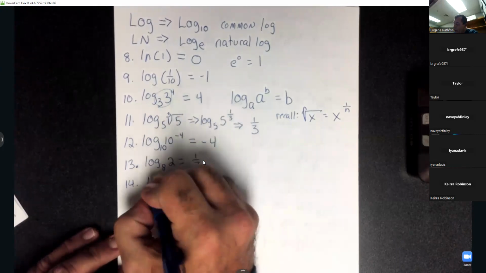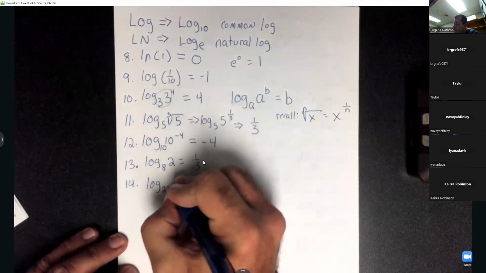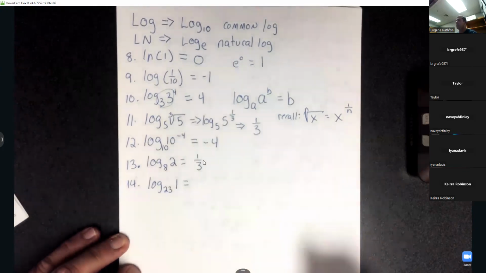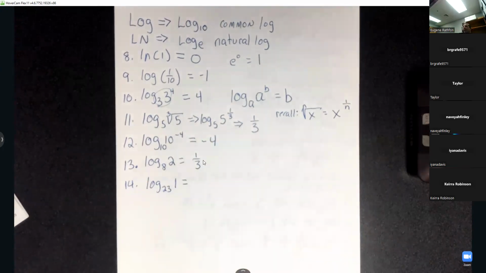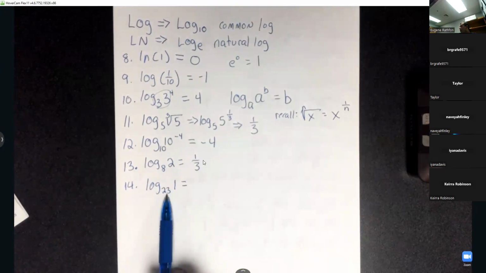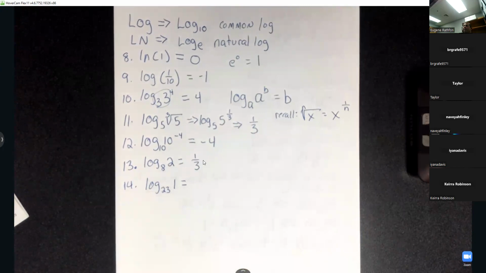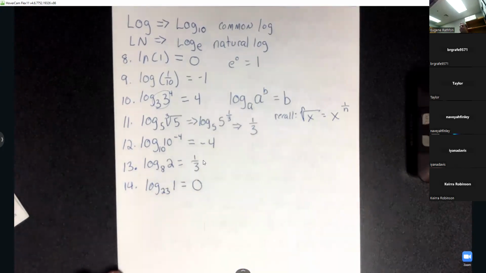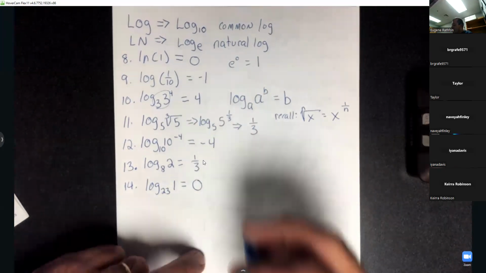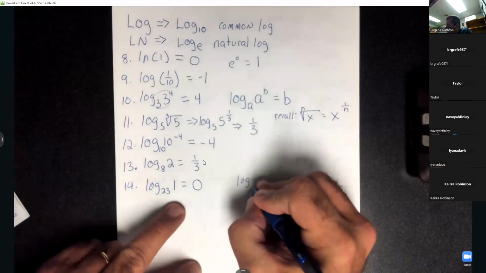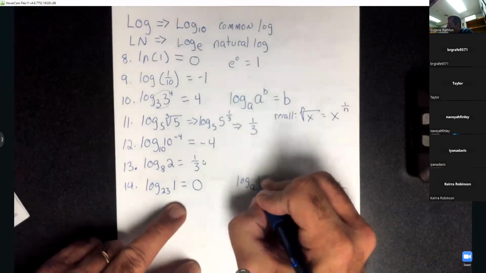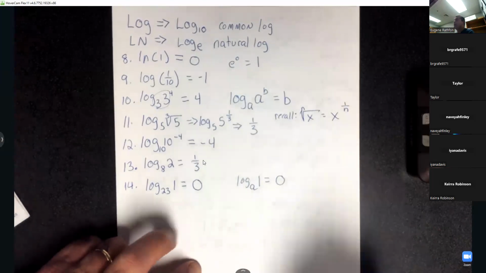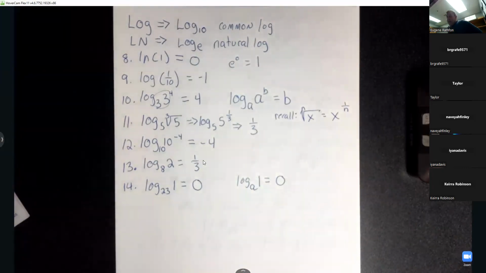All right, y'all, how about this? Log base 23 of 1. What exponent would I raise 23 to turn it into a 1? We are quick today, 0. Which means the log of any base with the result of 1 will equal 0 every time, okay?